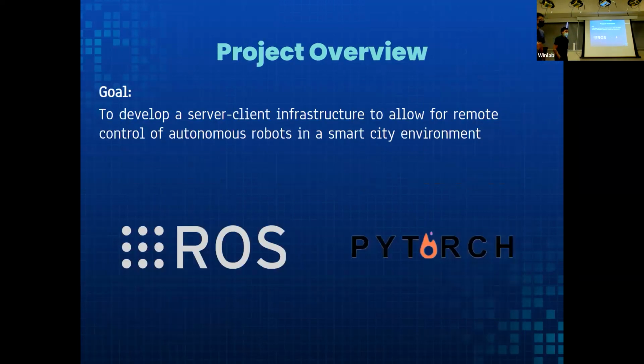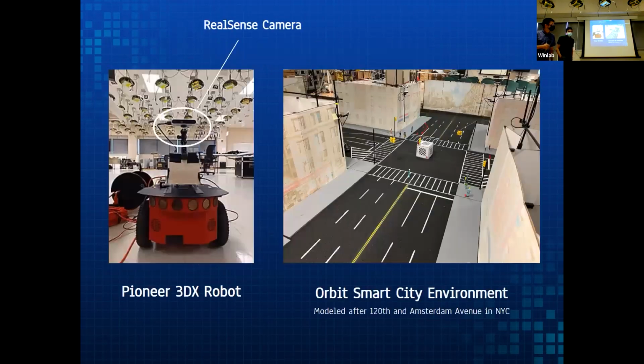So the goal of our project was to develop a program that would allow for control of self-driving robots in a smart city environment. For this, we used ROS as our operating system and PyTorch for the torch library. This is the robot that we used, and we used this instead of a smaller robot because it was easier to develop programs on it with ROS. And that's the Orbit Smart City environment, which is also behind you, and it's modeled after an actual street in New York.